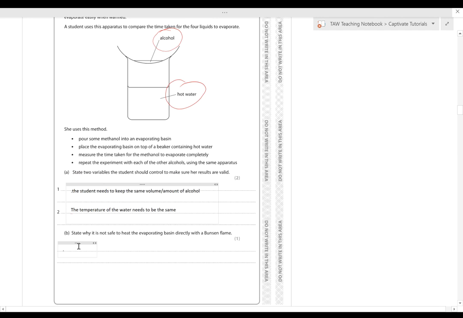Now we think about why they're doing it over hot water and not using a Bunsen burner. Well, a Bunsen burner has an open flame, and alcohols are in fact very flammable, so that would be why that is dangerous, because alcohols are very flammable or catch fire easily.